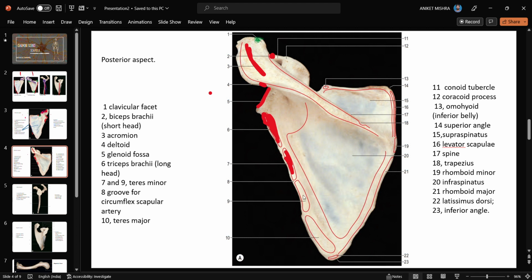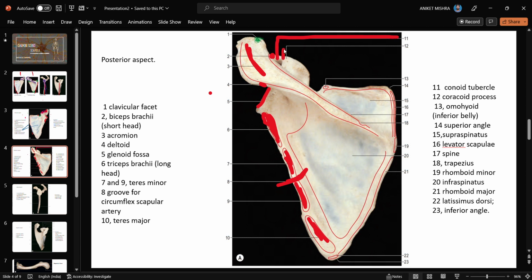These are the attachments of the teres minor muscles, and between the two teres minor there is the groove of the subscapular artery, from where the subscapular artery will pass. The 10th one is the teres major origin. 11th, it is the conoid tubercle, where the ligament is going to attach.